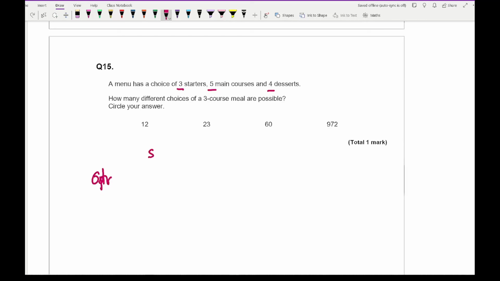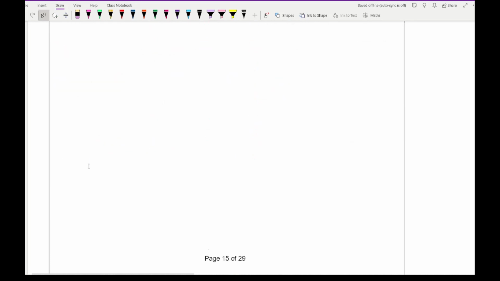So I'll just write this down. So number of options. So for the starters, I've got 3. For the mains, I've got 5. And for the desserts, I've got 4. So if I just multiply those 3 numbers together, I end up with 20 times 3, which is 60. And that there is my final answer.